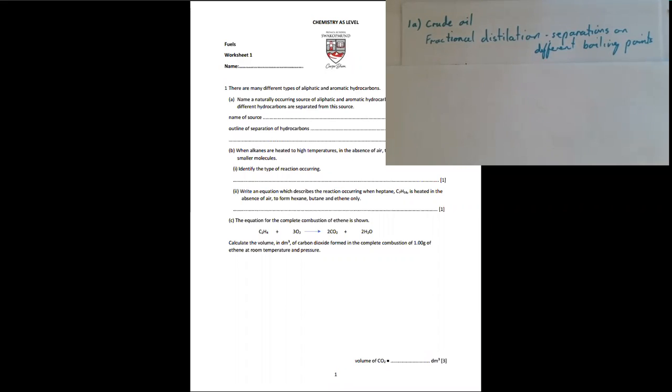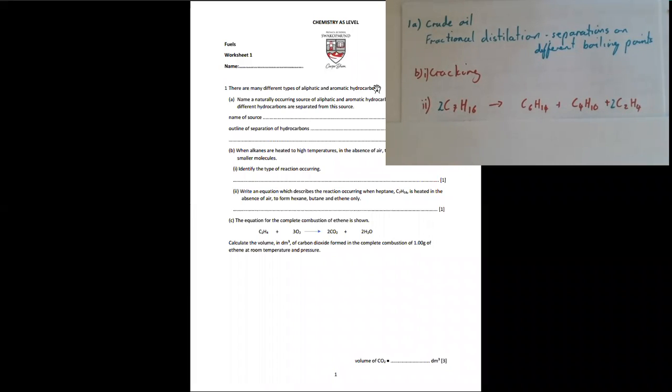So when alkanes are heated at high temperatures in the absence of air, they can break into smaller molecules. So identify the type of reaction. Well, I think this is one of the first things that you can remember probably about this, and this is cracking. Right, so we crack large hydrocarbons into smaller, more useful ones.